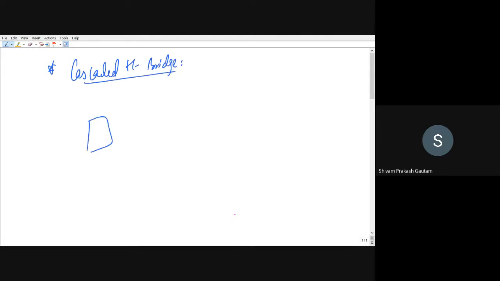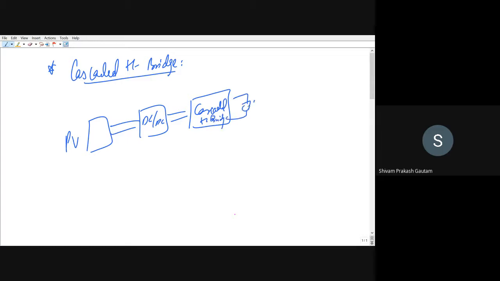Okay. So, cascaded H bridge. Till now, what we have seen, we are having a PV. Then we were using a DC to DC converter, and here we wanted to use our cascaded H bridge, correct? And then we are having the load.